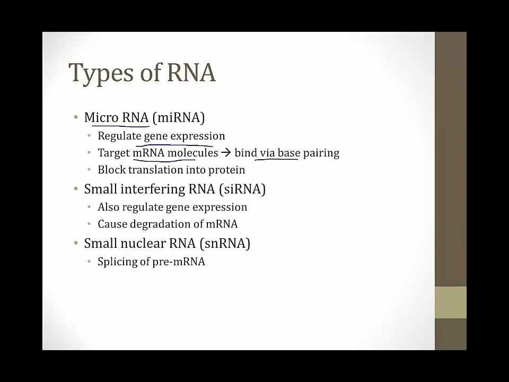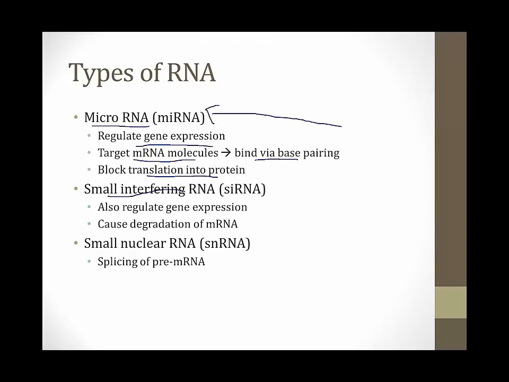They bind via base pairing, and they block the translation into proteins. So just because DNA gets transcribed into mRNA doesn't necessarily mean that mRNA will go on to form proteins. There are other RNAs around which can block the conversion of mRNA into protein, and therefore they regulate the expression of a gene into protein. MicroRNAs are one such type of RNA.